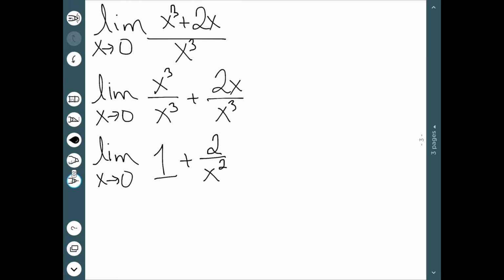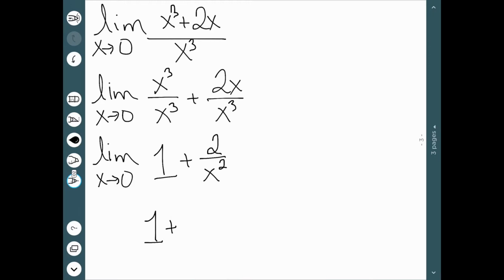Well, the limit as x approaches 0 of 1 is just 1. But what about this other thing? This is now 2 over 0. It's no longer 0 over 0, so we're making progress, but what exactly is it? And so the thing is, we're going to have to think about this a little more. Let's think about exactly what the limit as x approaches 0 means.